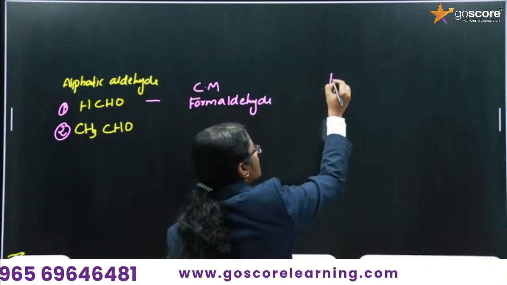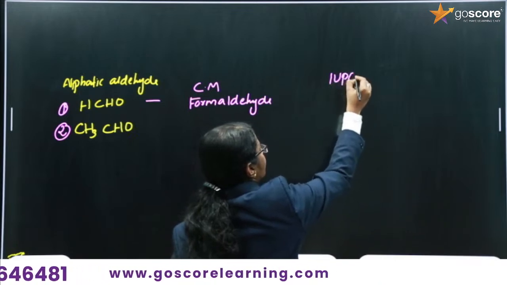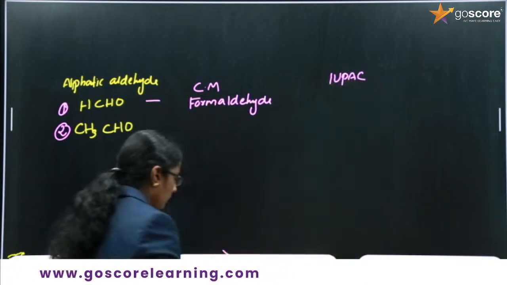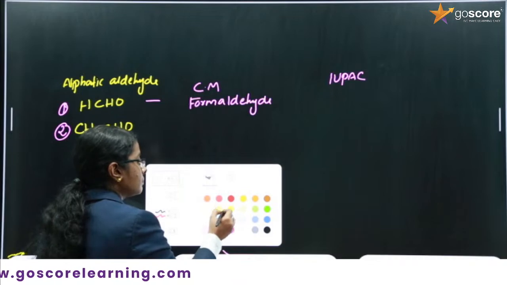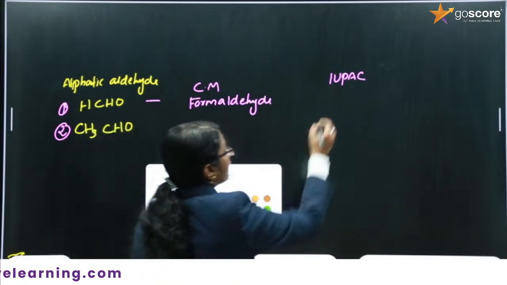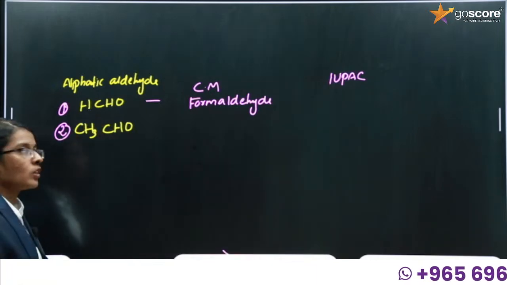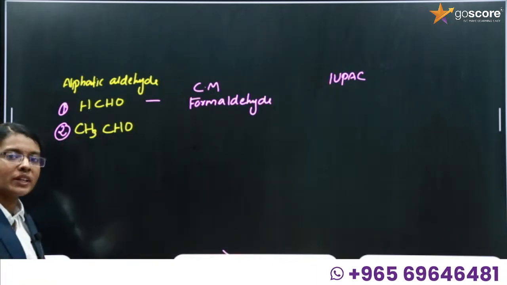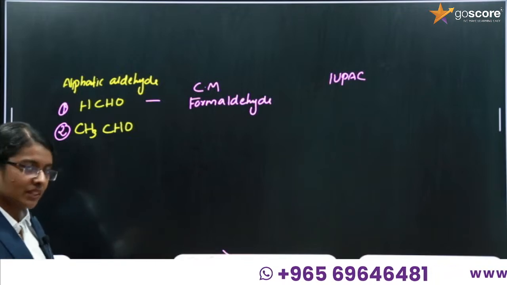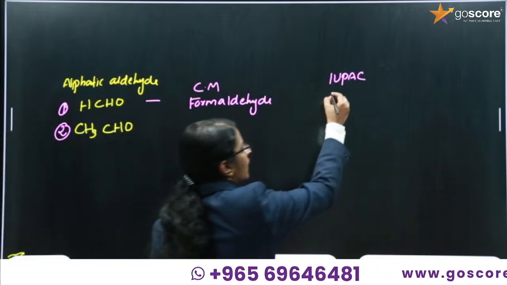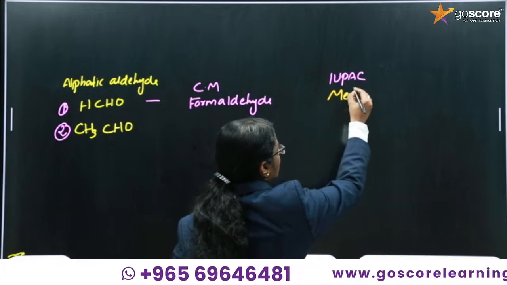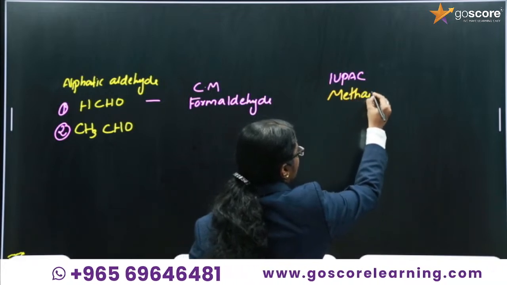What will be the IUPAC name? How many carbon atoms are here? Only one carbon atom. For one carbon atom, we say it is methanol. So it is methanol.